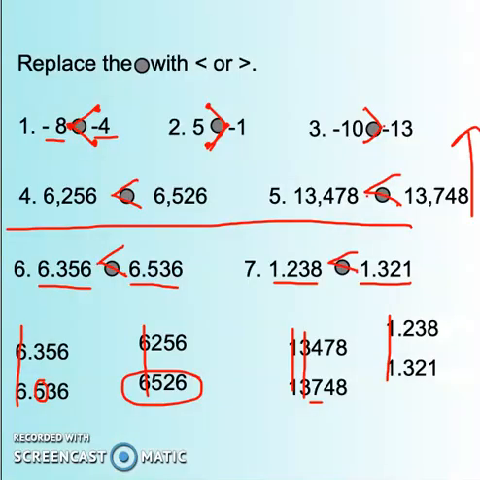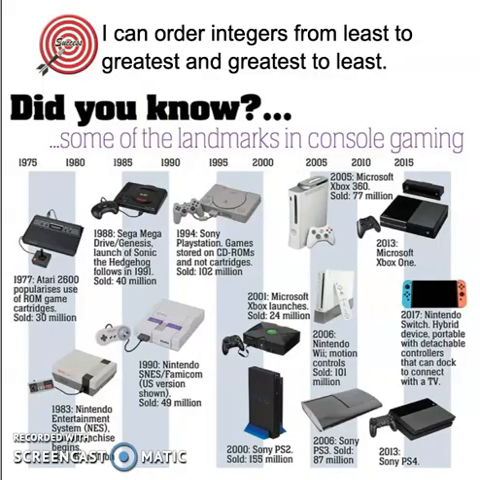Now, we're going to do another target that is similar to this, and if we can compare integers, then we can also order them from least to greatest or greatest to least. And so it's kind of like the whole history of gaming consoles. When we look at a timeline, they always put them in order. If you look at these times, these are all in order. And so what they did is they took all these integers and they put them in order from least to greatest.